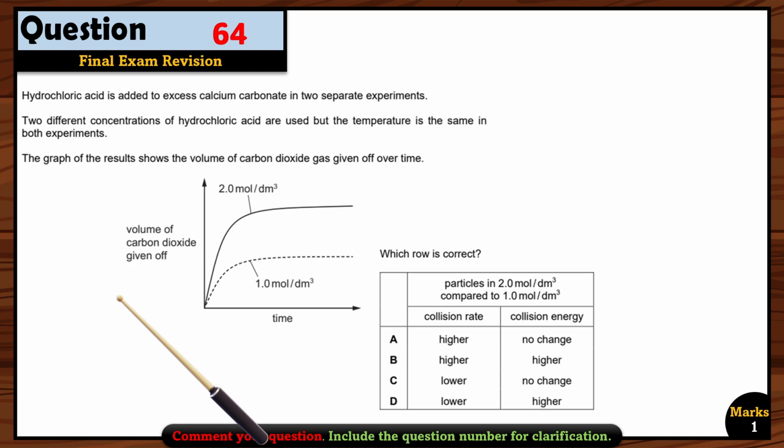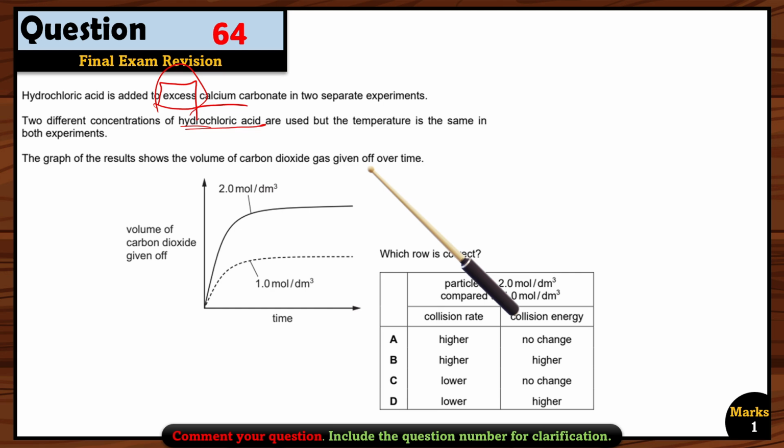See another question now, 64. Hydrochloric acid is added to excess calcium carbonate. Don't forget, the excess is very important information, okay? This will actually decide your answer. And also you have to look at the graph now. In two different experiments, two different concentrations of HCl are used, okay? But the temperature is the same in both experiments. The graph of the results shows the volume of carbon dioxide given off over time.